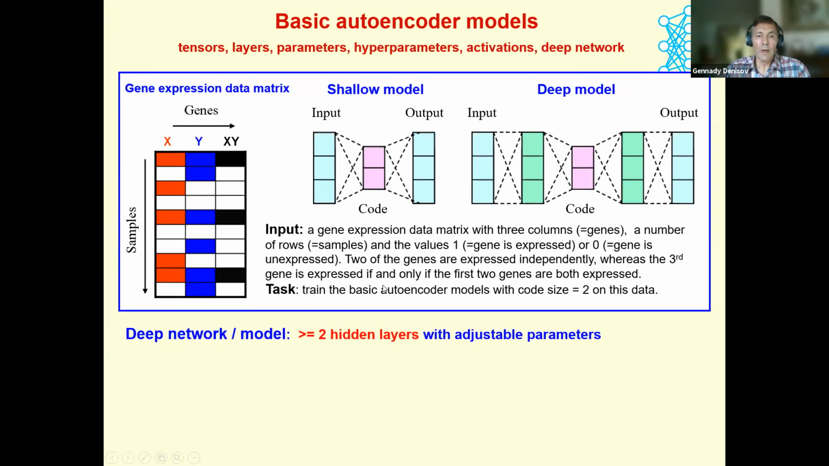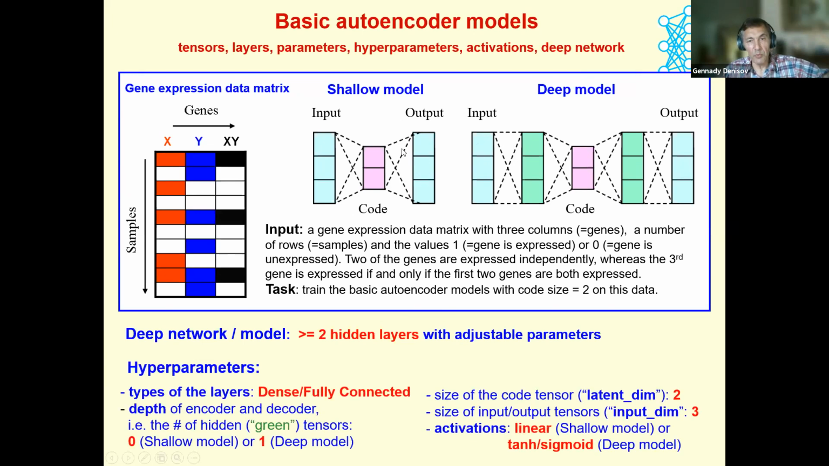We also have a number of hyperparameters in this model. Let's discuss what types of hyperparameters, because we will be optimizing the hyperparameters in a short while. The first important hyperparameter is the type of layers. It may be dense, convolutional, recurrent, maybe some other types. But for both models, we do not vary this hyperparameter. All the layers will be dense. The second important hyperparameter is the depth of the encoder and of the decoder. By depth here, I define depth as the number of green tensors in the encoder and decoder. You see the encoder and decoder are symmetric. So if depth is one, then we have a deep model. If depth is zero, then we have a shallow model. Once again, depth is the number of green tensors, different from the code tensor.